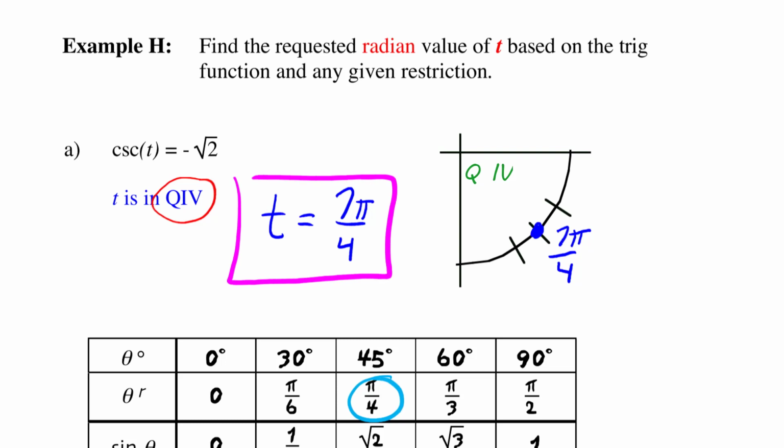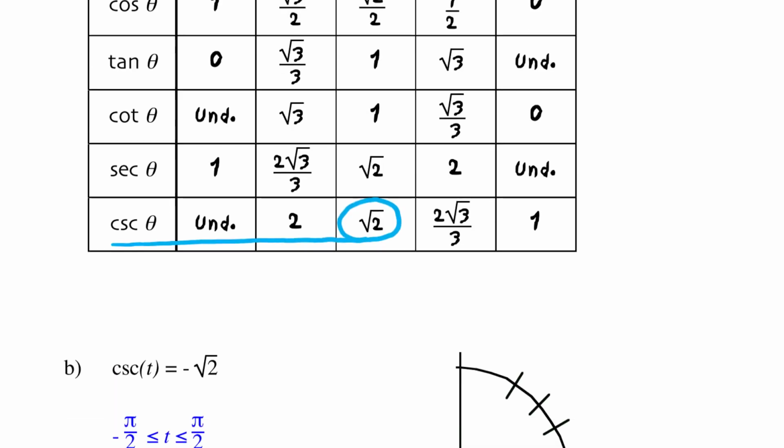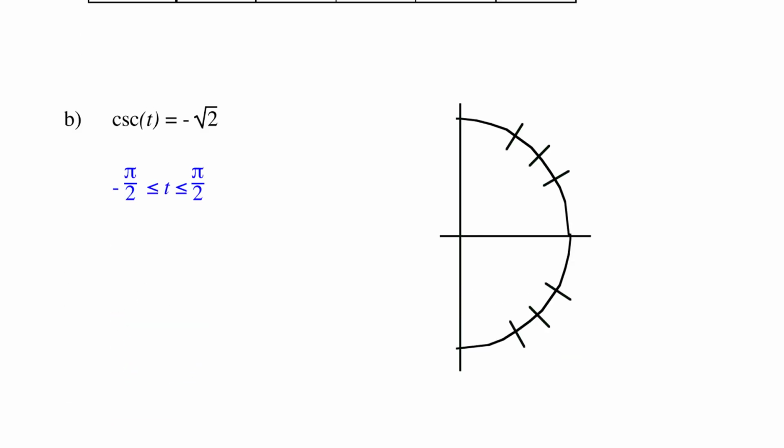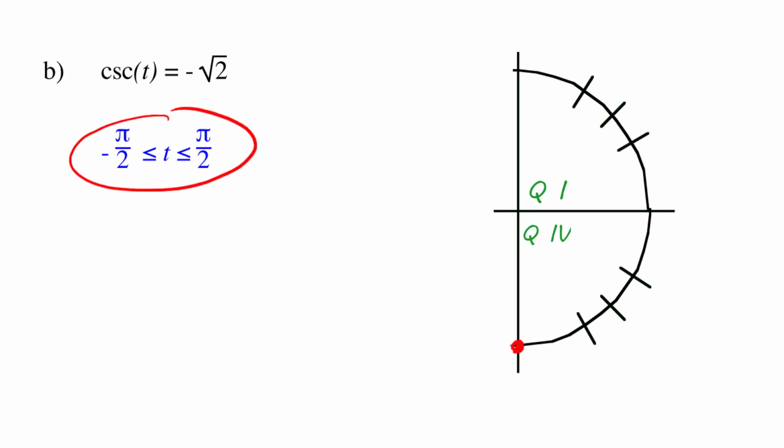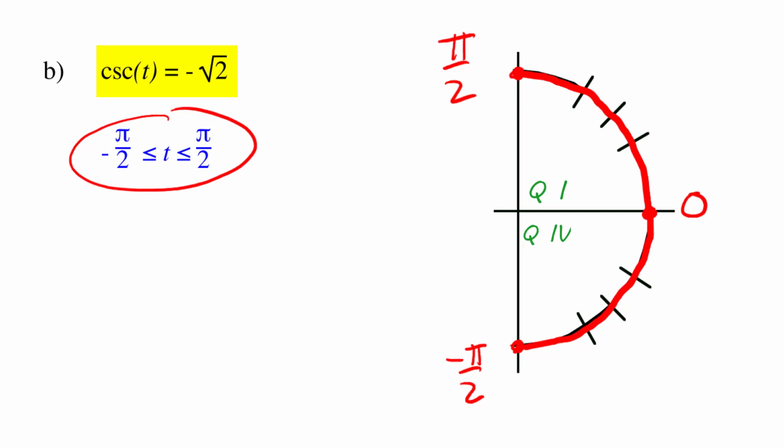In this next example, cosecant of t again is negative square root of 2. But this time the restriction is from negative pi over 2 to positive pi over 2. And that's at the bottom of quadrant 4 at negative pi over 2. And as we progress up towards pi over 2 at 90 degrees, we actually go through 0 first, and then we get to pi over 2, quadrants 4 and 1. Because cosecant is negative, it must be in quadrant 4.